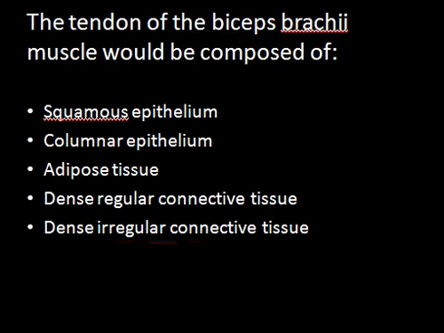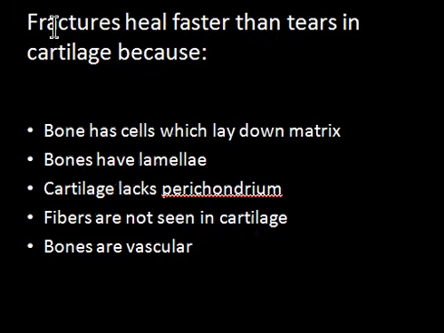Now let's look at the last question here, which asks about fractures and why they heal faster than tears in the cartilage. The first choice is that bone has cells which lay down matrix, which is true, the osteoblasts lay down matrix. But so does cartilage. While this is a true statement for bone, remember, that's not why they heal faster, because cartilage also has cells, or chondroblasts, which lay down matrix. So that's not the right answer.